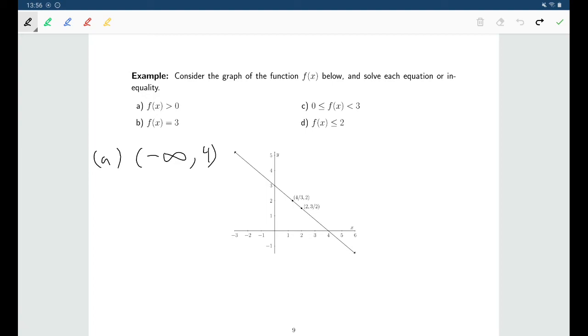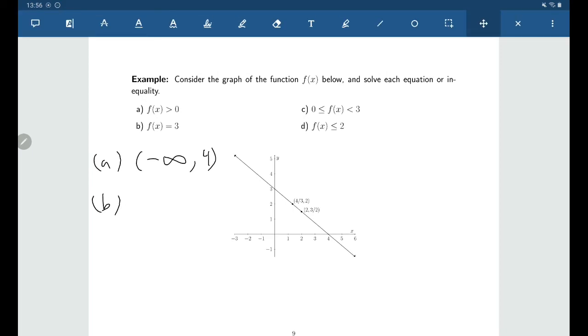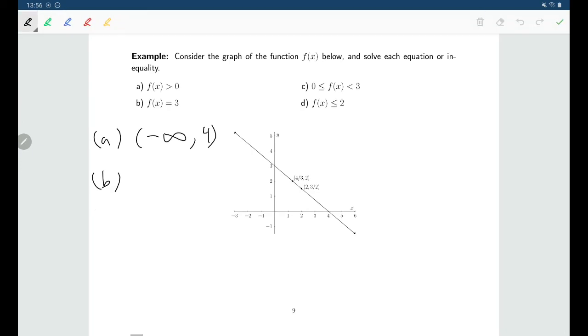For the next part, part B, where is f of x equal to 3? So in other words, where is the y value 3 on this graph? And you can see that it's right here, that the y value is 3 when x is 0. So the only solution for where f of x is equal to 3 is 0.